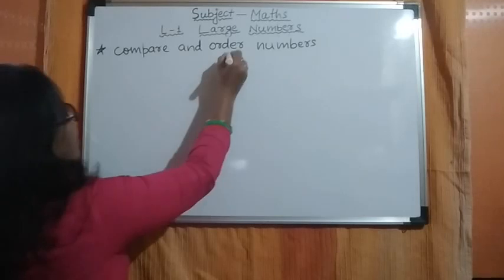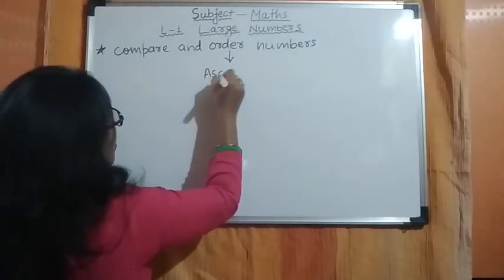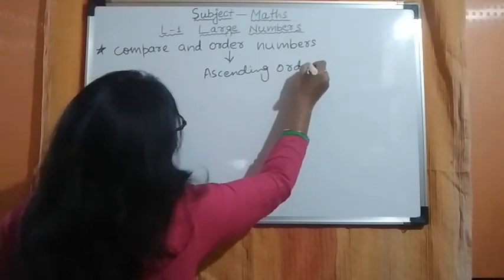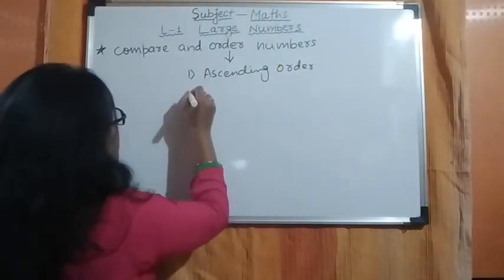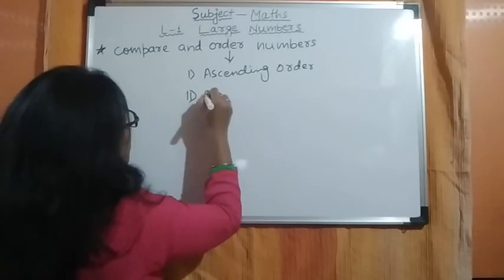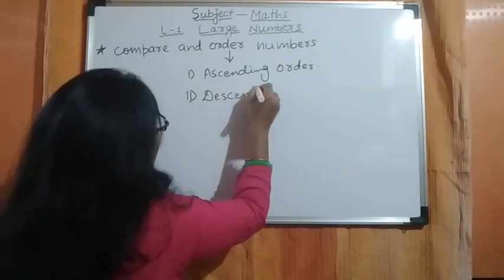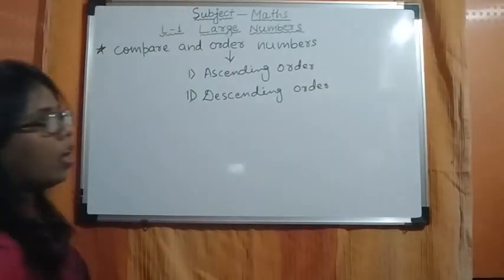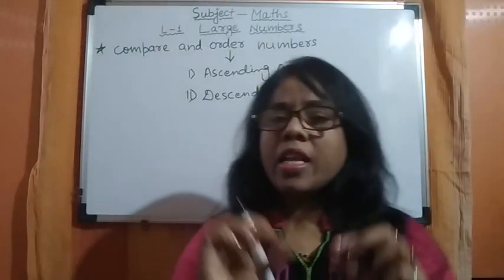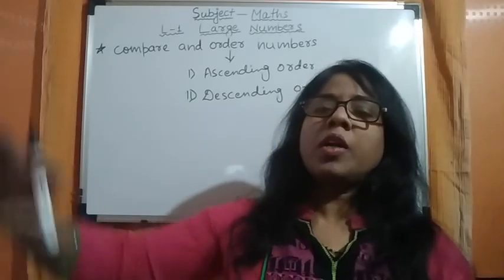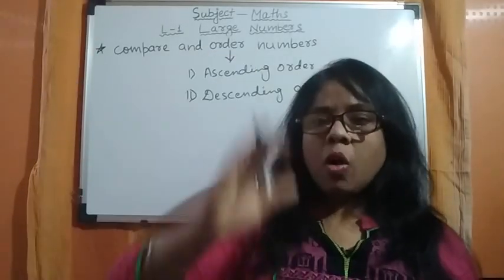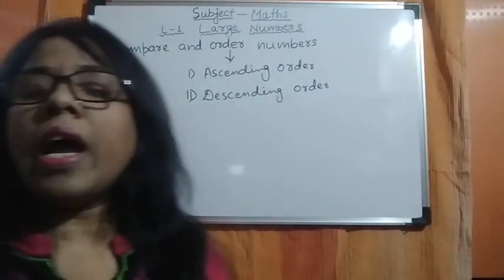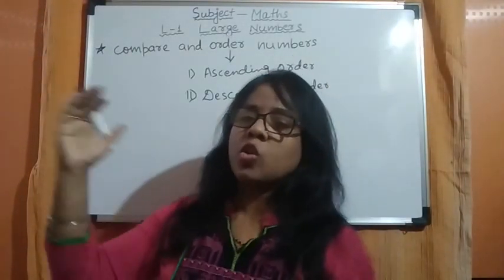First one is ascending order, and the second one is called descending order. Fine. Ascending order means you have to arrange numbers from smaller to bigger, smallest to biggest, and in descending order you have to arrange numbers from biggest to smallest.